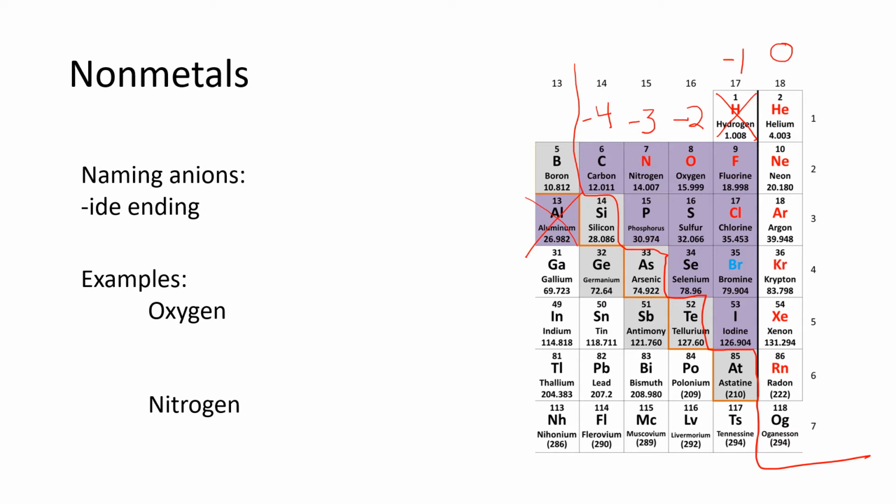Okay, when we go to name one of these anions, or negative ions, we're going to change the ending of the element's name to -ide. So for instance, when oxygen forms an ion, it forms an ion with a -2 charge, and instead of calling it oxygen, we're going to call it the oxide ion. Now nitrogen, being in group 15, is going to form an ion with a -3 charge, and instead of calling it nitrogen, we're going to change that ending to -ide, and it will form a nitride ion.